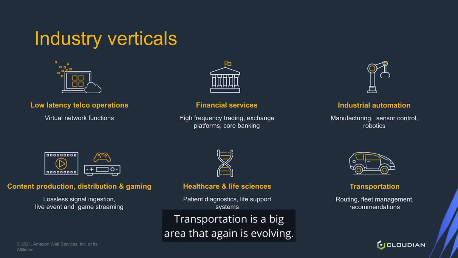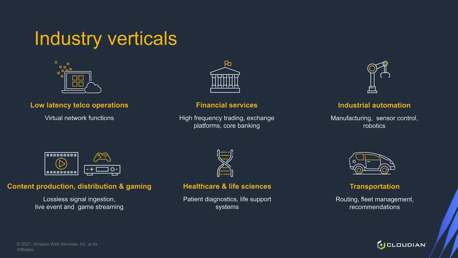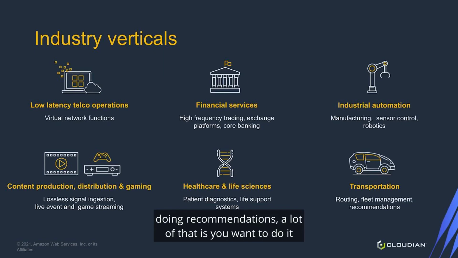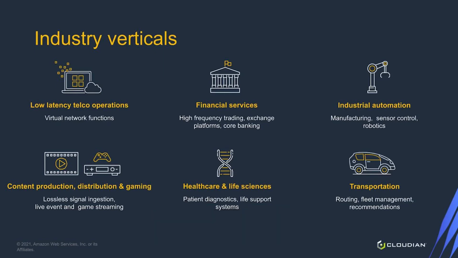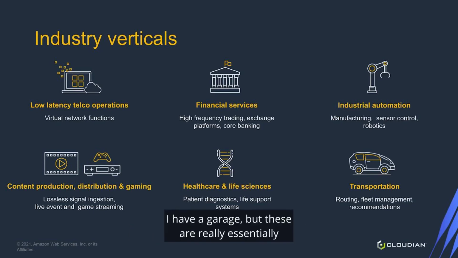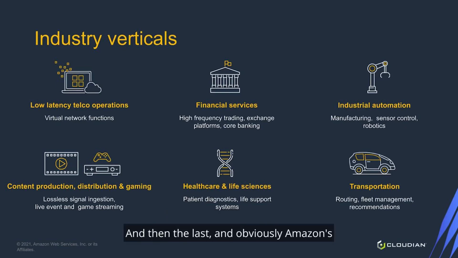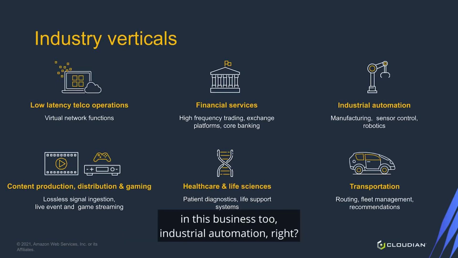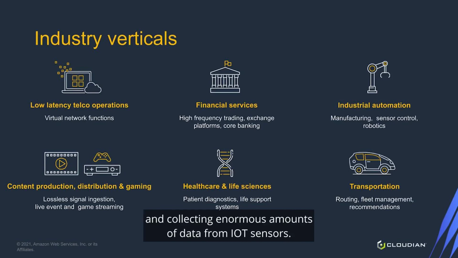Transportation is a big area that, again, is evolving. You think of autonomous vehicles, fleet management, doing recommendations. A lot of that, you want to do it in real time at the 5G edge, or in these things that they call garages, which sounds kind of low end. I have a garage, but these are really essentially data centers where the vehicles come back every night and get new algorithms pushed to them. And the last, and obviously Amazon's in this business too, industrial automation, right, where the robots in the warehouse are doing things and collecting enormous amounts of data from IoT sensors.